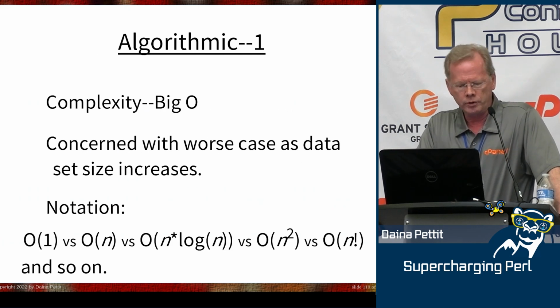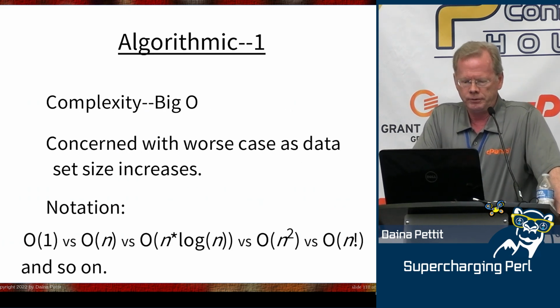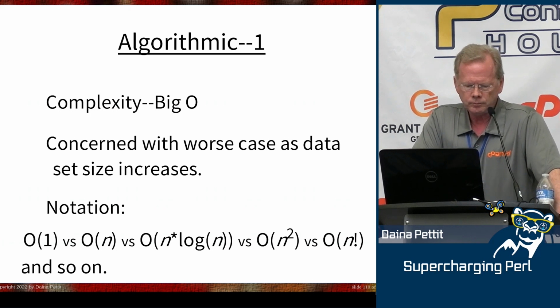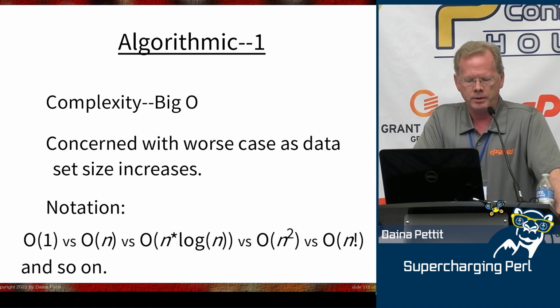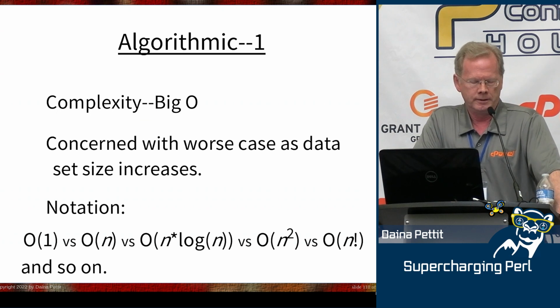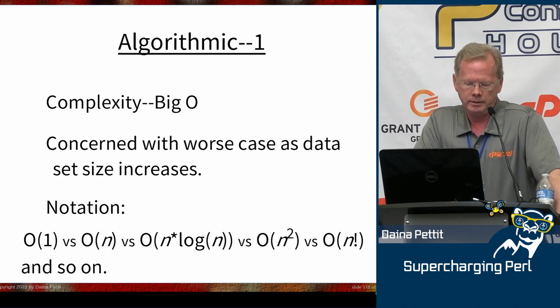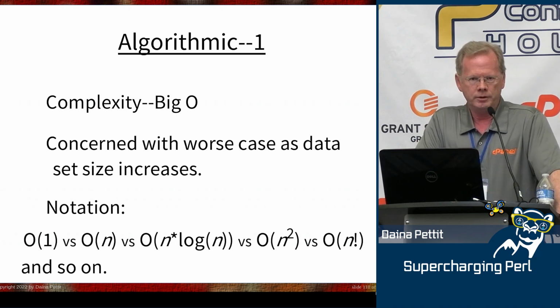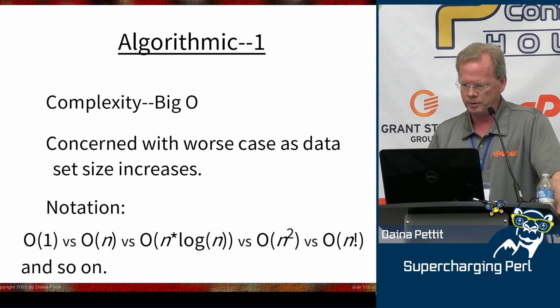Let's talk about algorithmic solutions. These are defined generally as big O. We have big O notation, and this is concerned about what is the worst case as the data size increases. And so the notation is O(1) or O(n), O(n log n). It all depends on how the data has a relationship to each other.